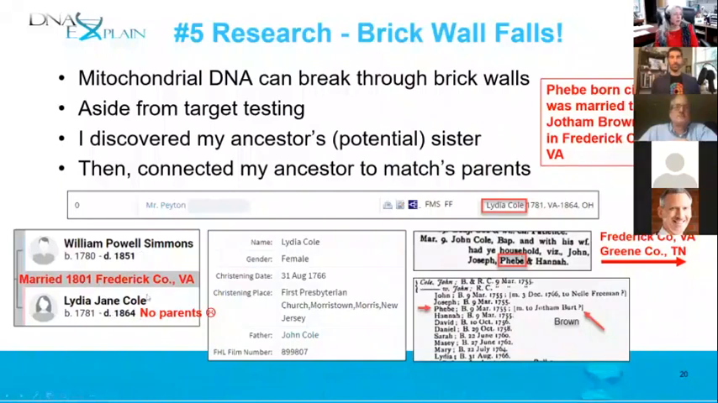They didn't provide parents. But then I went to Ancestry and MyHeritage, and I looked up William Powell Simmons and Lydia Jane Cole. And I found information for both of them, including this tidbit right here, that they were married in 1801 in Frederick County, Virginia. Well, guess where my Phoebe and Jotham Brown lived? In Frederick County, Virginia. Well, that's kind of an interesting circumstance.